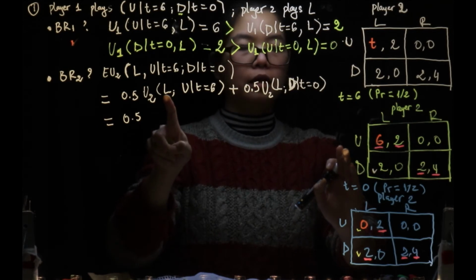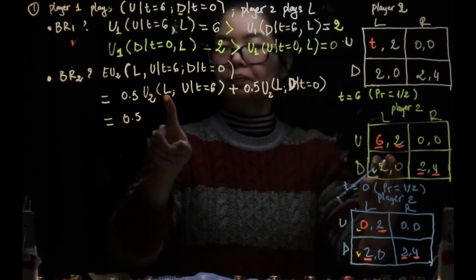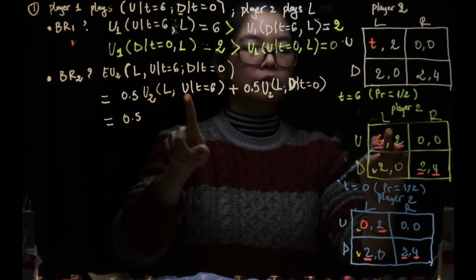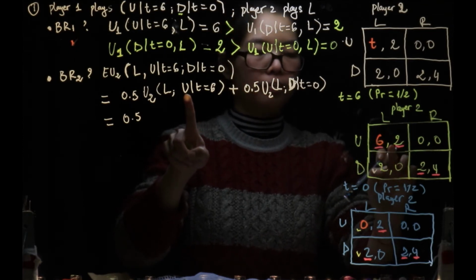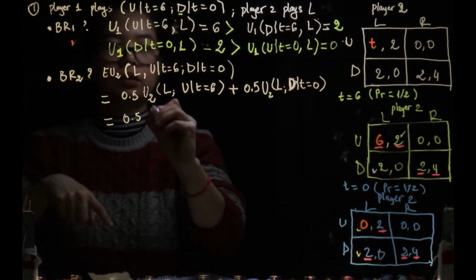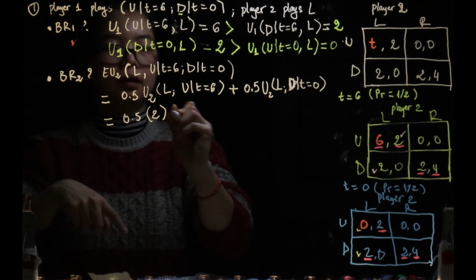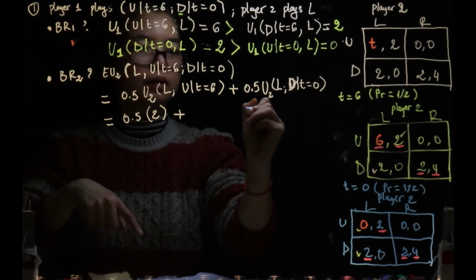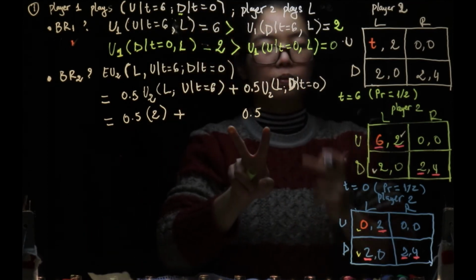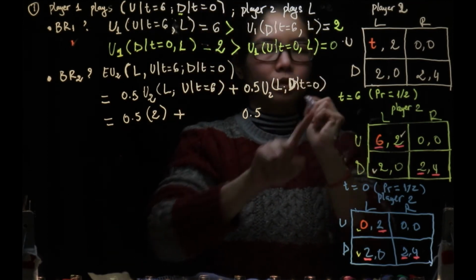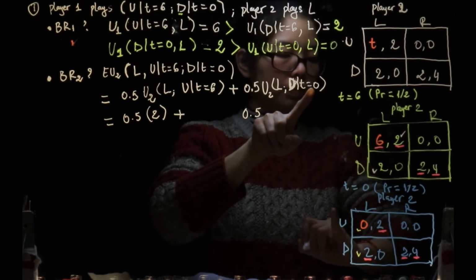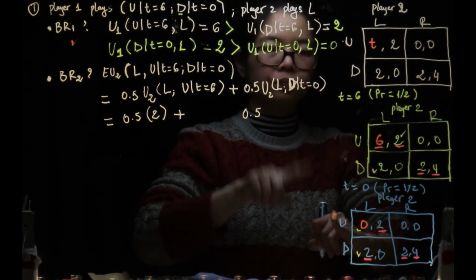Player 2 plays left, okay, that's the column. Player 1 plays up, so that's the cell. And the payoff of player 2 is 2, right? Plus the other probability, also 0.5, for t equal to 0. Now for t equal to 0, move to the last table.